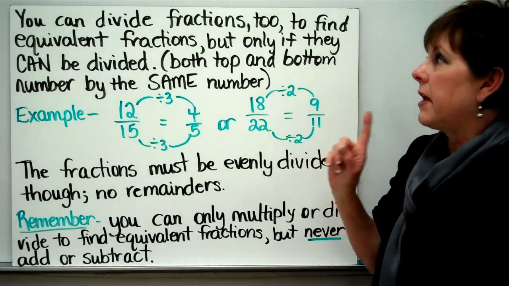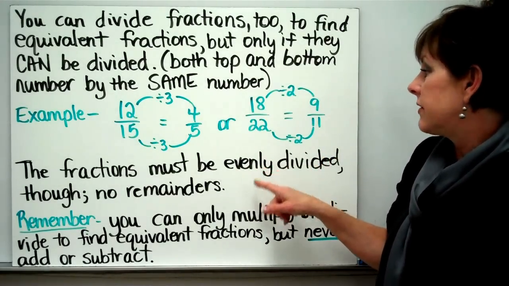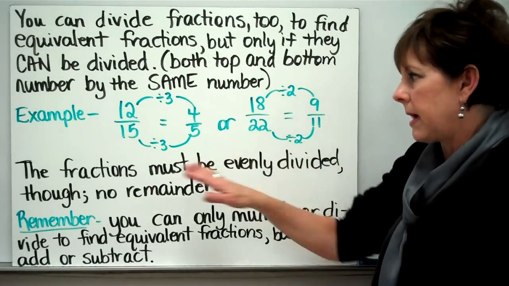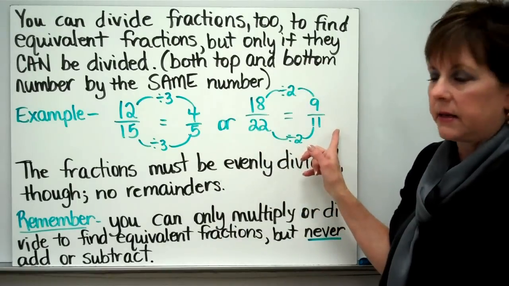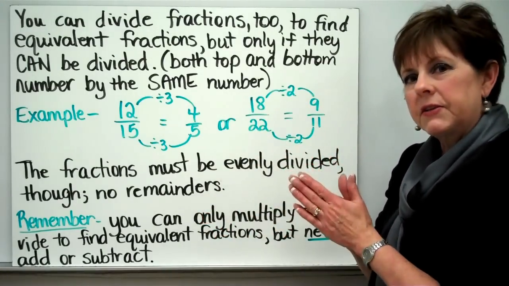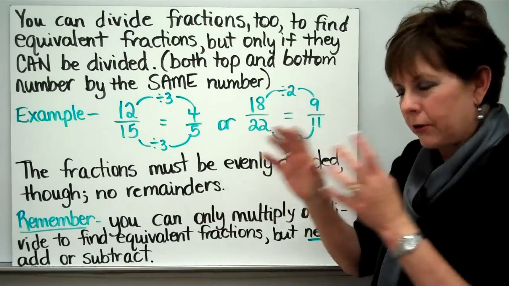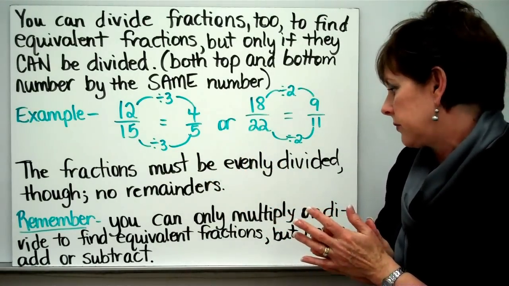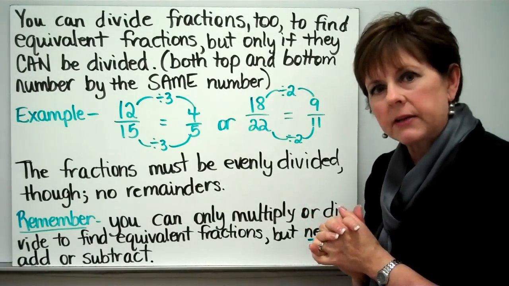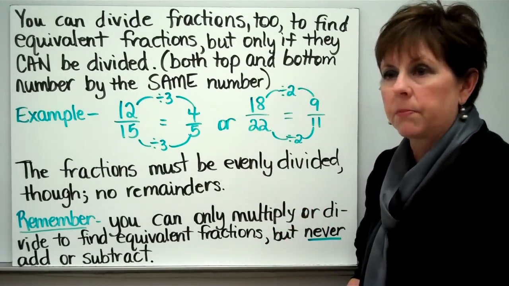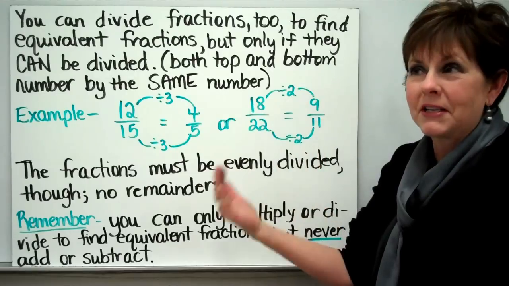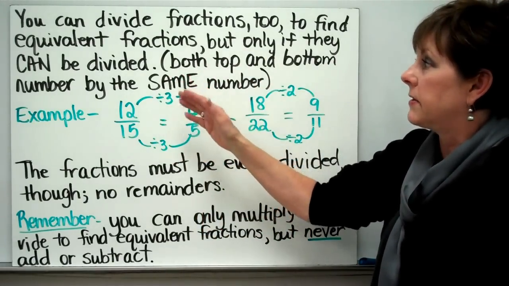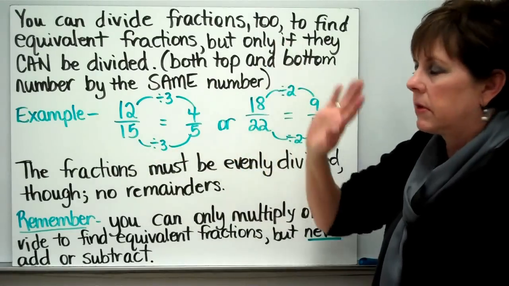All right, now here's the thing about dividing fractions. They have to be evenly divided. You can't have any remainders, so it must be evenly divided like these. Now, this is a big remember thing, like an asterisk by it. Very important. You can only multiply or divide to find equivalent fractions. You can never add or subtract to find equivalent fractions. You can only multiply or divide, and you can only divide if you can actually divide. If there is not a number that can be divided into the top and the bottom, you can't use it.